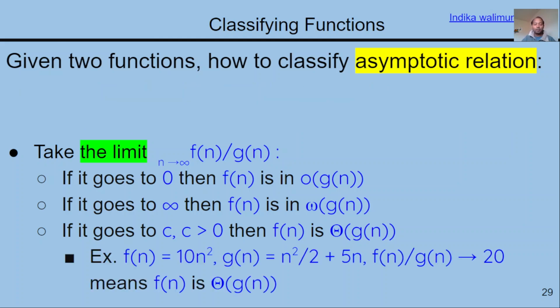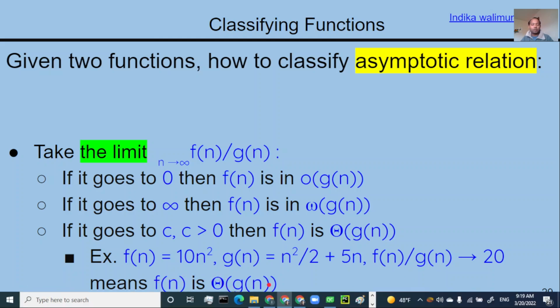notation. Okay. So here's an example. If the ratio goes to a positive constant, then Fn is in big-Theta of Gn. So here's an example. Fn is 10 n to the 2. Notice the same order over here. So we are dealing with big-Theta notation here, right? And then Gn is n to the 2 by 2 plus 5n. So we got the ratio, and it goes to 20 when n approaches infinity. So that means it's a big-Theta of Gn.